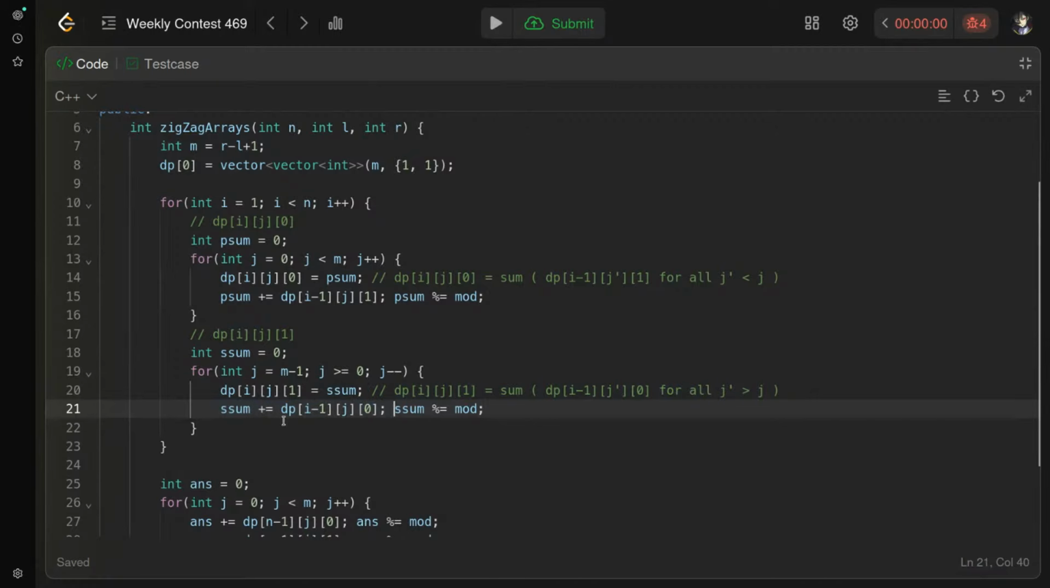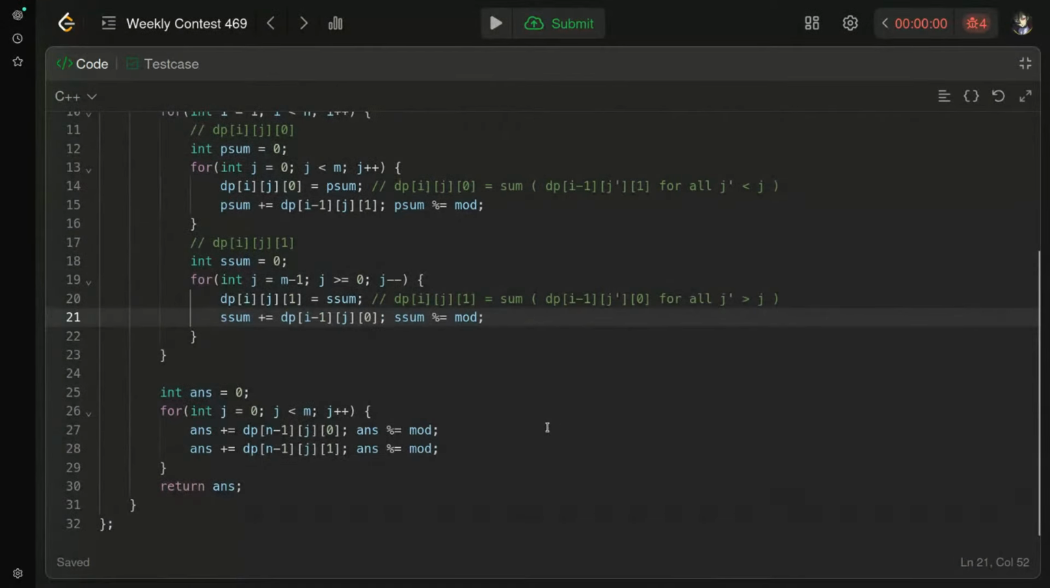Then we update the suffix sum with dp of i minus 1, j, 0, right? And make sure to take the mod. Otherwise, it will overflow.